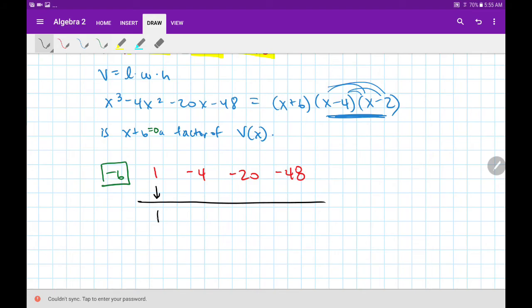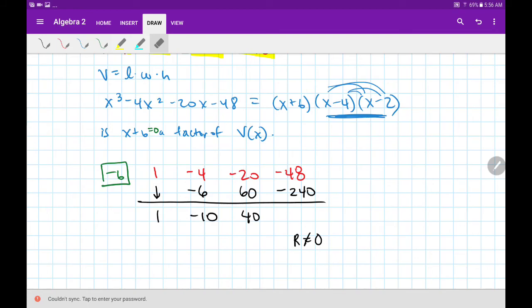Bring down the 1. 1 times negative 6 is negative 6, and negative 4 minus 6 is negative 10. Again, negative 10 times negative 6 is positive 60, and negative 20 plus 60 is 40. Again, 40 times negative 6 is negative 240, and I don't really need to do the math. I can already tell that my remainder is not equal to 0. Okay, but I'll do the math anyway.